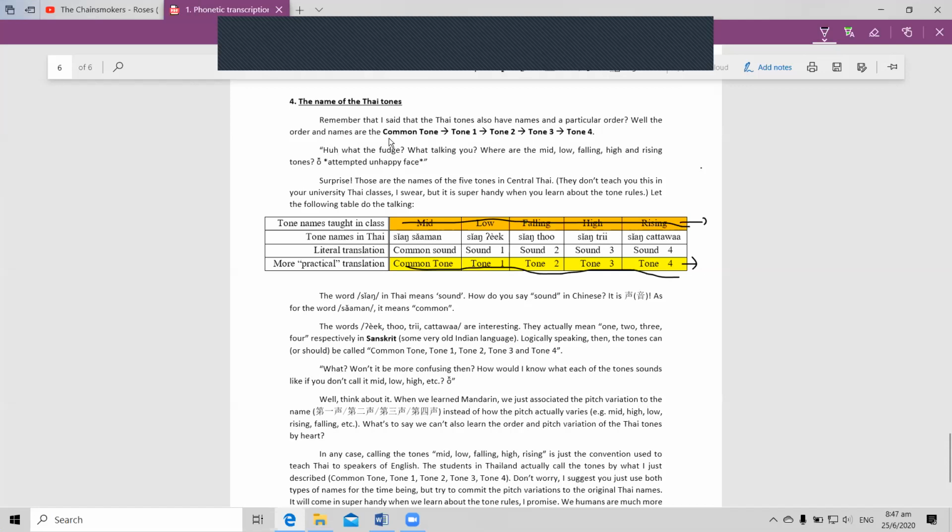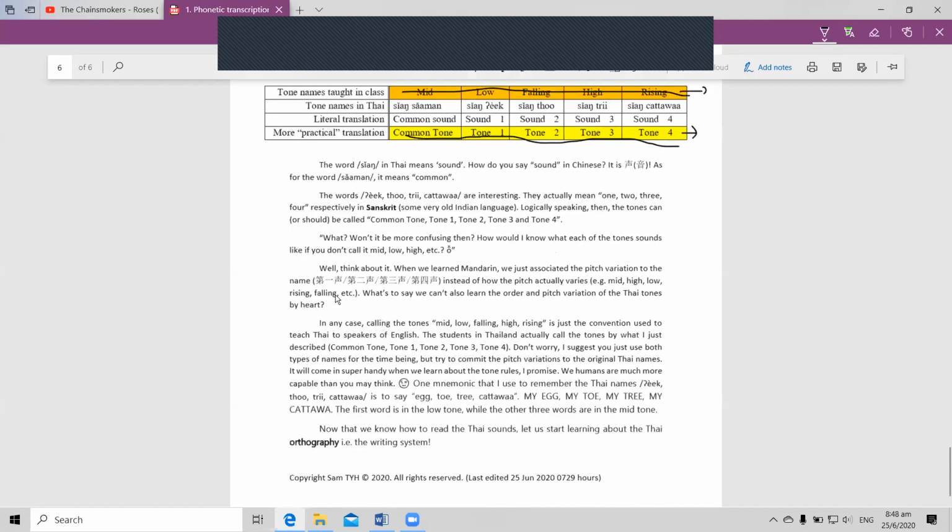We just say it's 第二声 and then we commit the pitch variation to memory. Whenever we say 第一声, we know it is the ā sound. When we say 第二声, we know it means má, like má pí.